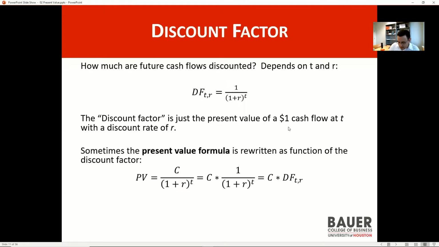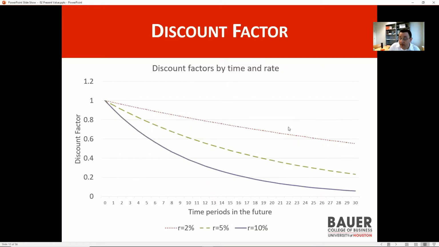To give you a visceral sense of that, I just plot the discount factor here. I plot the discount factor for different discount rates. The dotted line is 2%, the dashed line is 5%, the solid line would be a discount rate of 10%, and I plot it as a function of the number of periods in the future. Okay, so let's start with the easy case.